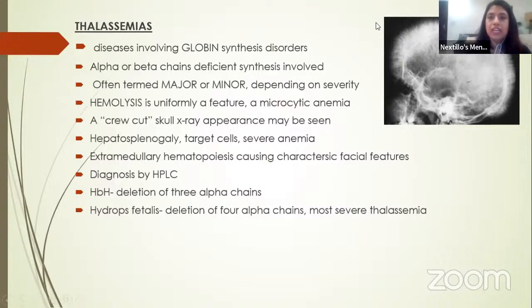On the skull X-ray, you get a crew cut kind of appearance. That is, the bone looks like this because of the excessive formation or hyperplastic marrow that is trying to compensate for the increasing hemolysis or breakdown of the RBCs. Also, extramedullary hematopoiesis causes characteristic facial features. Diagnosis is again by HPLC. And two important questions, just for question purposes: HbH is when there is deletion of 3 alpha chains, and hydrops fetalis is when there is deletion of 4 alpha chains, which is the most severe form of thalassemia.